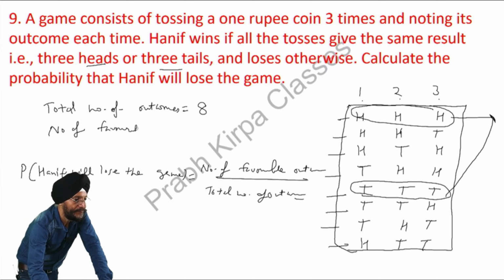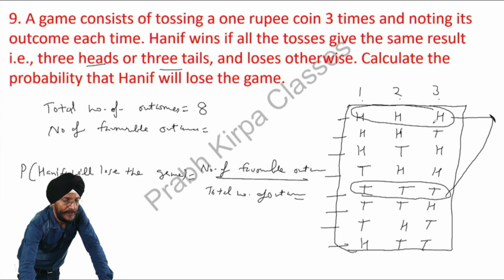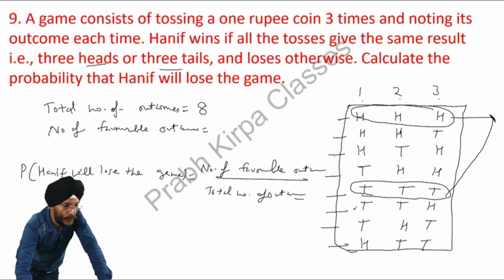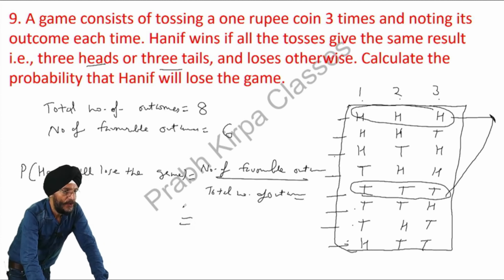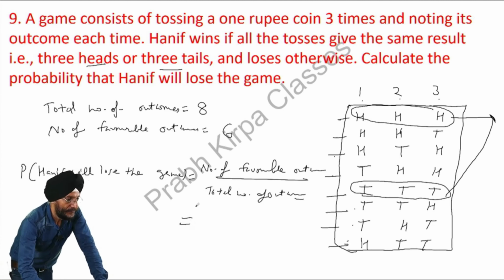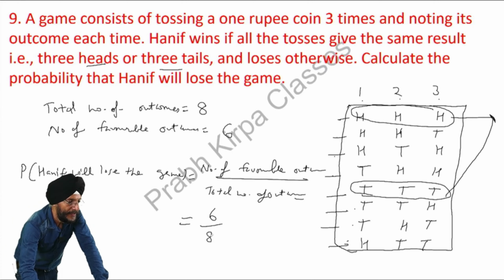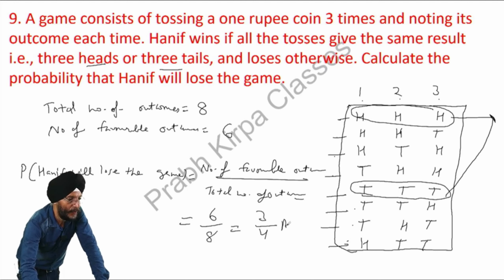So the number of favorable outcomes are, except these 2, the others: 1, 2, 3, 4, 5, 6. The number of favorable outcomes are 6, when he will lose the game. Number of times Hanif will lose the game are 6. It will be divided by 8. So the answer before us is 3 over 4.